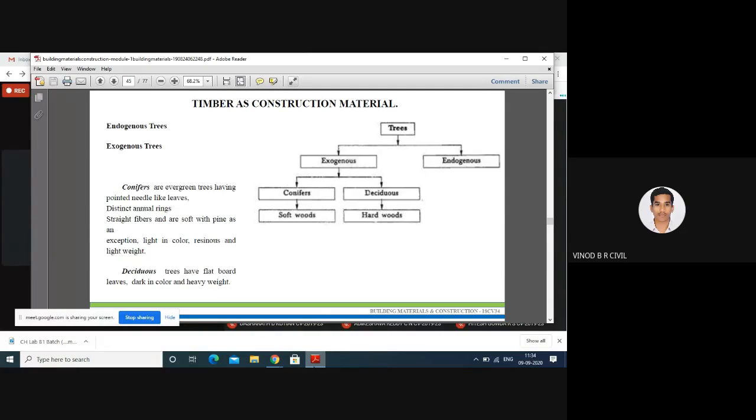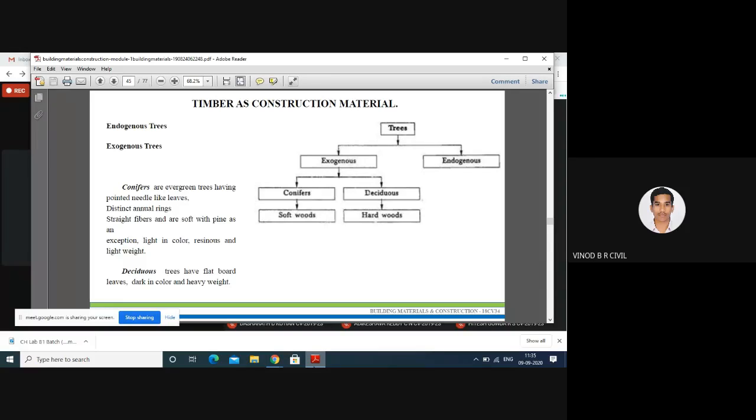Timber as a construction material, as we know, there are two types of trees we can expect. There is the endogenous tree and exogenous tree. Okay, and you can see there is a flow diagram: trees, exogenous tree as well as the endogenous tree. Exogenous again they divide into two parts. There is the softwood as well as the hardwoods.